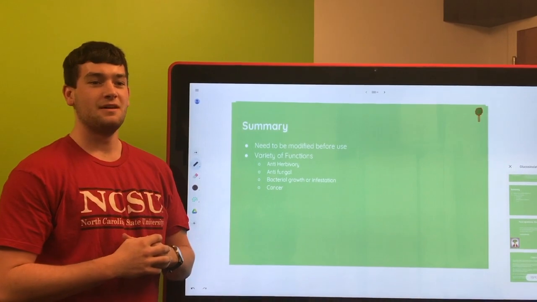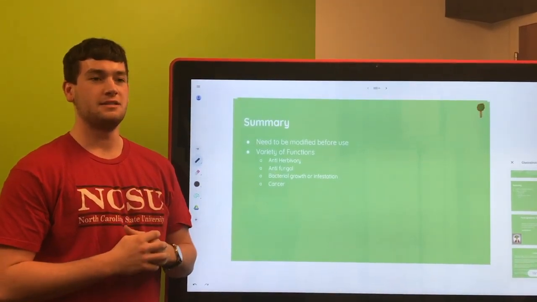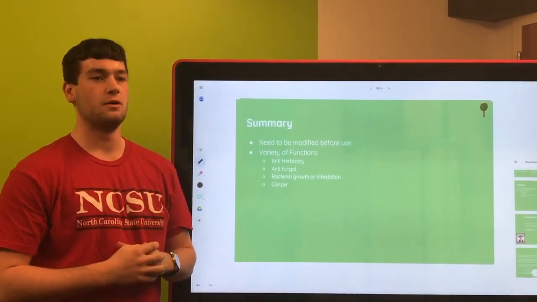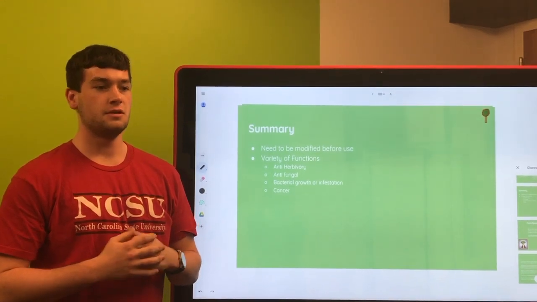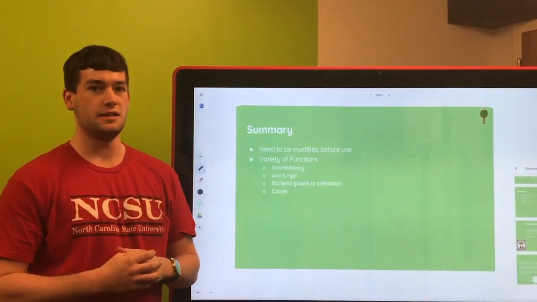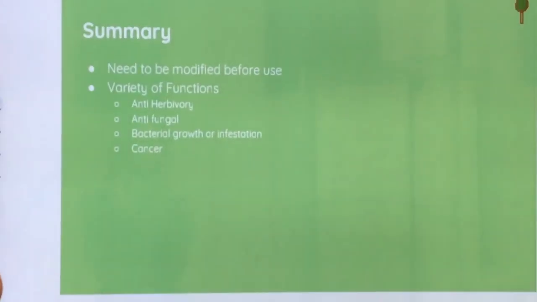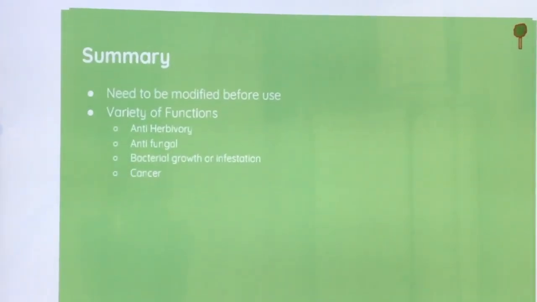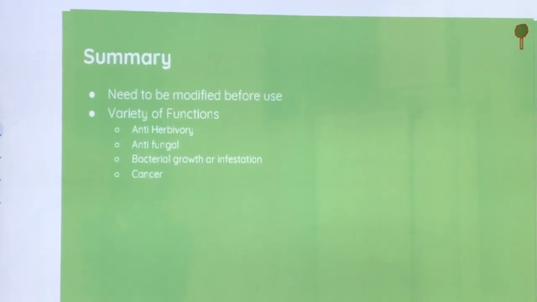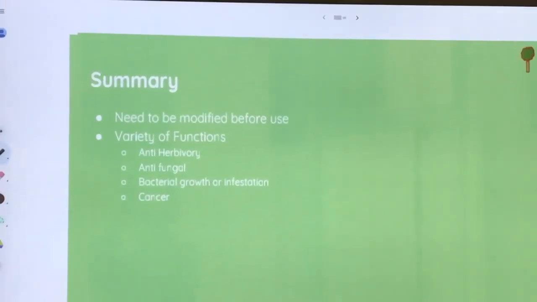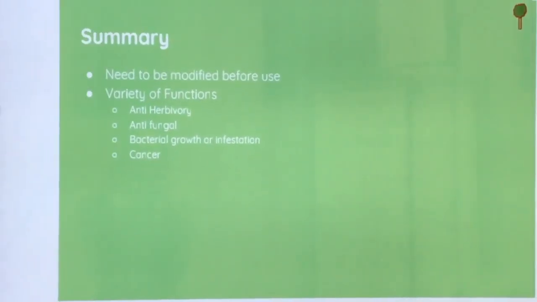So in sum, secondary metabolites need to be modified a little bit before the plant can use those molecules as glucosinolates to help perform a variety of functions that help the plant stay healthy. Some of these functions include antifungal and antibacterial functions, and prevention against some cancers.